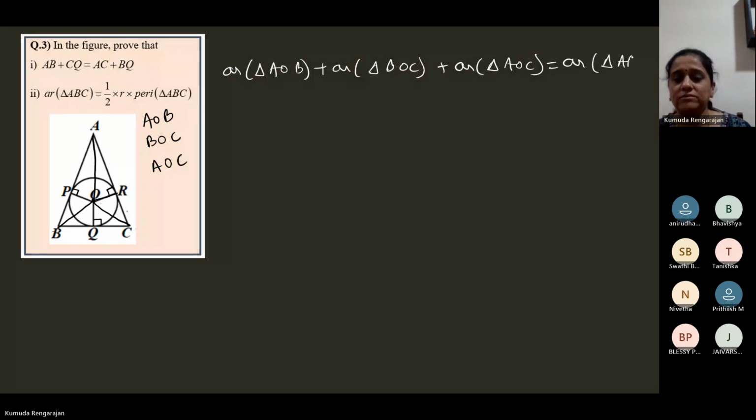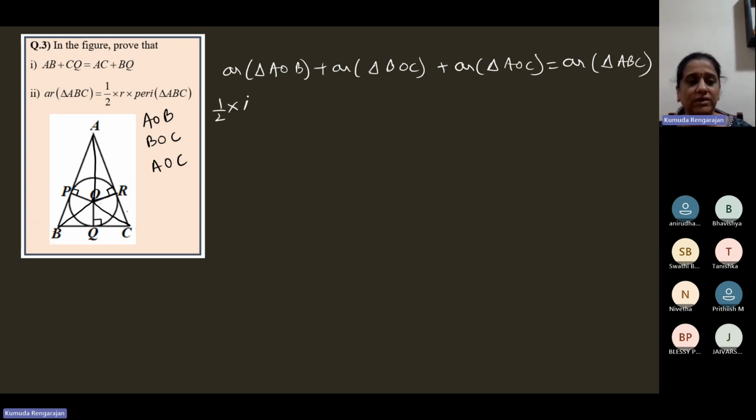Now, we're going to write this equation. Area of triangle AOB plus area of triangle BOC plus area of triangle AOC is equal to area of the whole triangle ABC. Correct? So half into base AB.